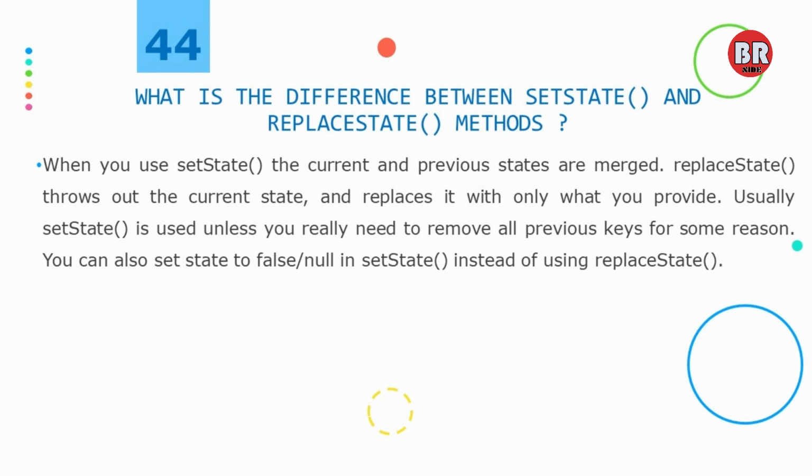What is the difference between setState and replaceState methods? When you use setState, the current and previous states are merged. replaceState throws out the current state, and replaces it with only what you provide. Usually setState is used unless you really need to remove all previous keys for some reason. You can also set state to false or null in setState, instead of using replaceState.